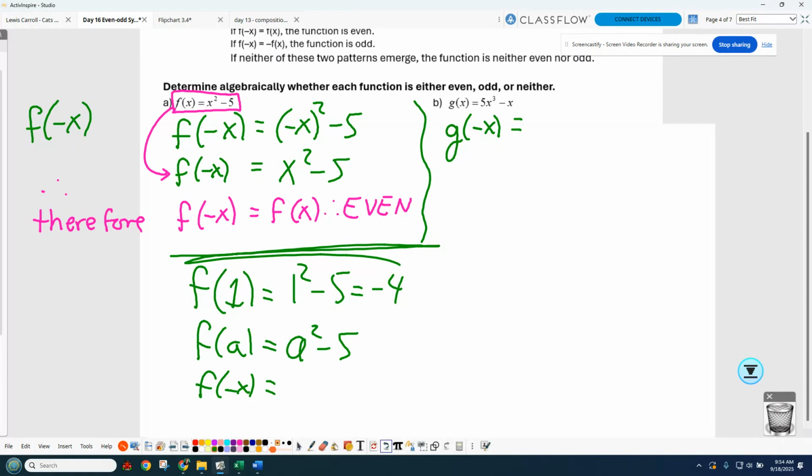So f of stuff, in this case the stuff is negative x. F of stuff is stuff squared minus 5. Question here, all right, g of stuff is 5 times stuff cubed minus stuff. Yeah? In this case, the stuff that I'm plugging in is negative x.